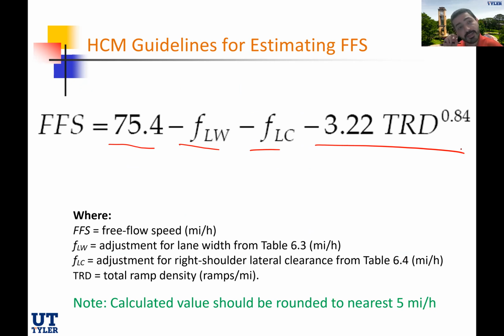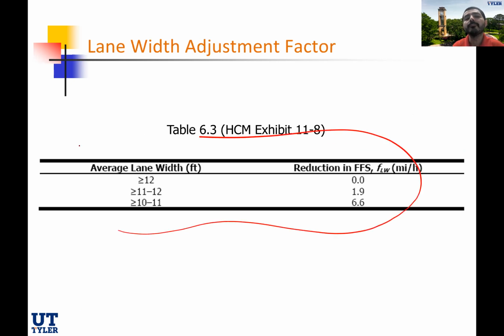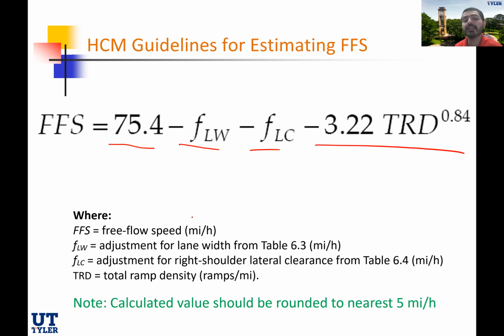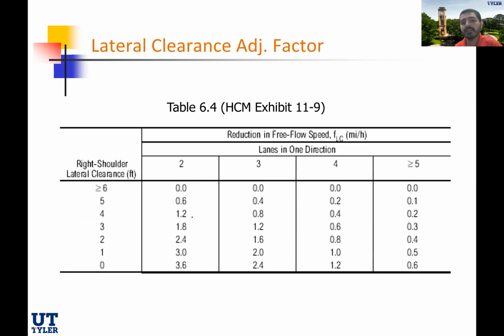The trick again in this chapter really is to familiarize yourself with the tables, which tables work for what facility. There are tables only for freeways, there are tables only for highways, and there are tables for only two-lane highways, but also there are tables that are shared among two or three of these facilities. So for example, this table here is FLC, this is FLW. It has to do with the correction for the lane width. This here, table 6.4, is for the lateral clearance.